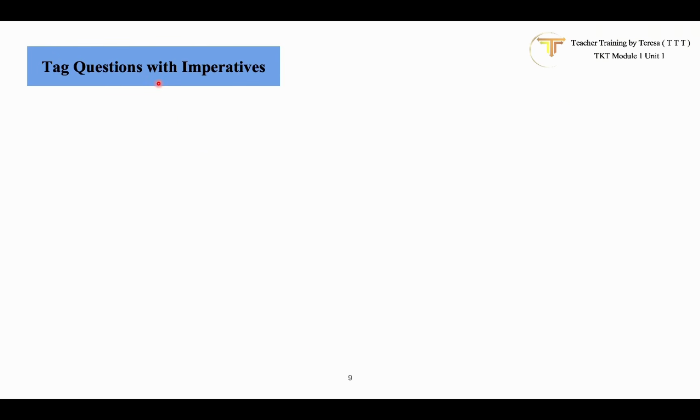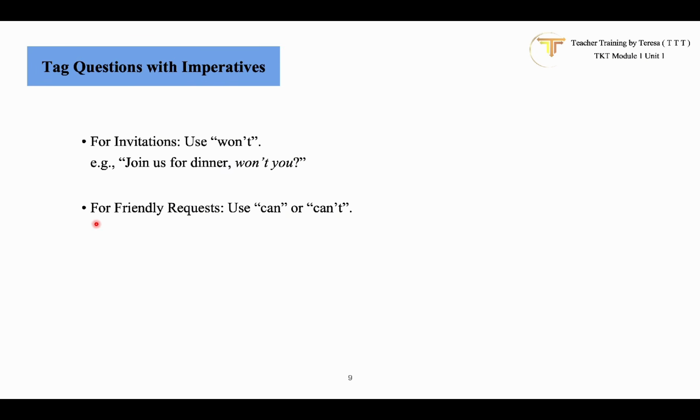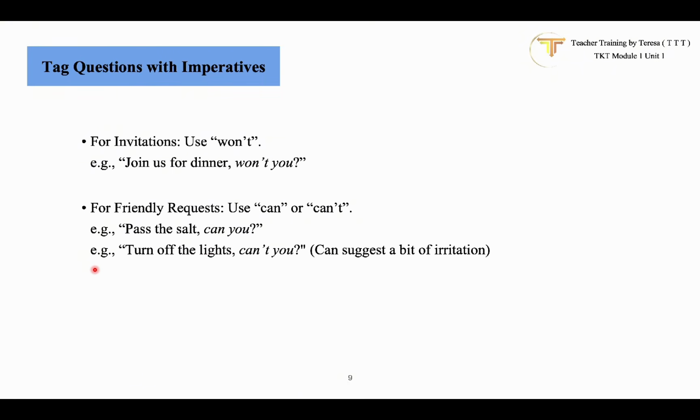Tag questions with imperatives. For invitations, use won't. Join us for dinner, won't you? For friendly requests, use can or can't. Pass the salt, can you? Turn off the lights, can't you? Can't suggests a bit of irritation.